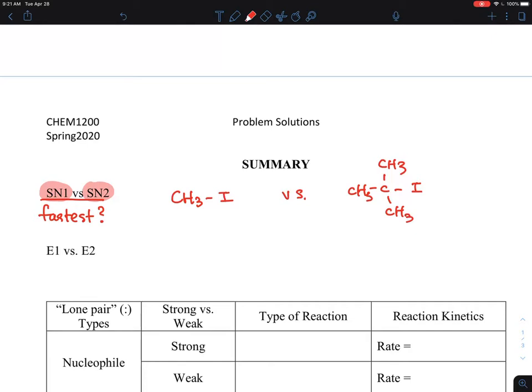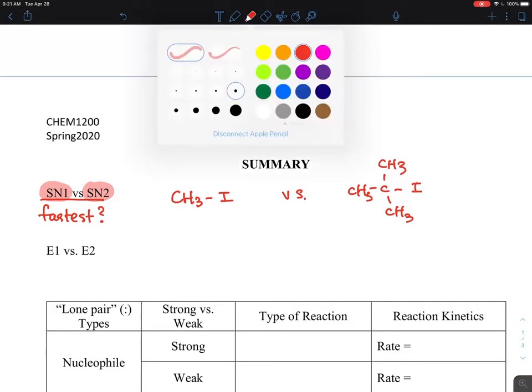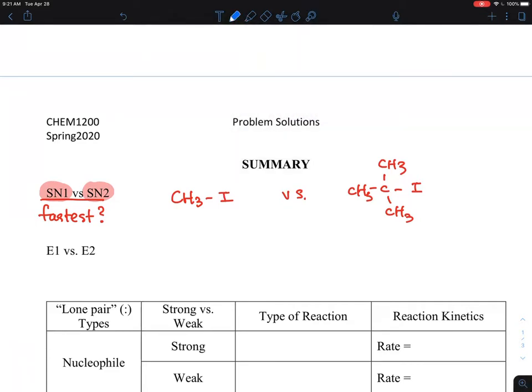Which one will be faster in terms of SN1? Can anyone tell me which one will be faster, A versus B? You can just say A or B. I'm just talking about SN1. For SN1, which one is the fastest?